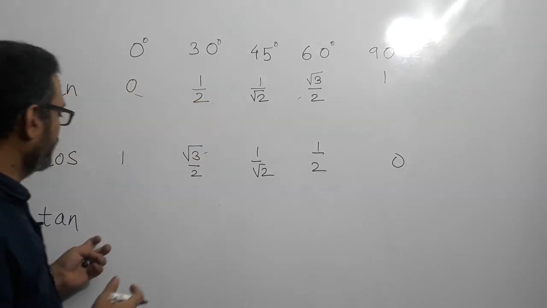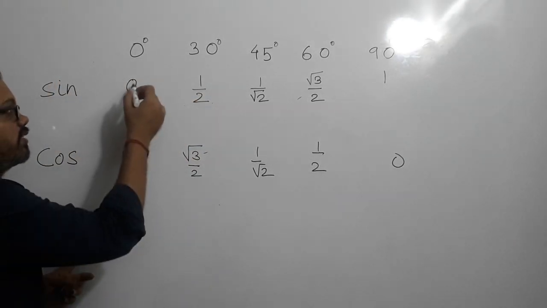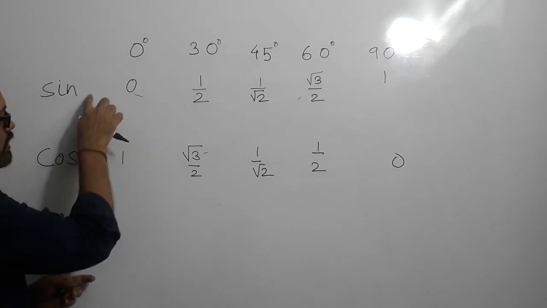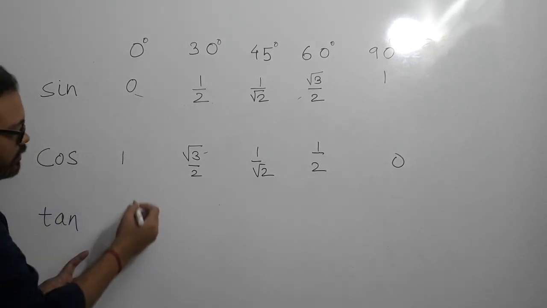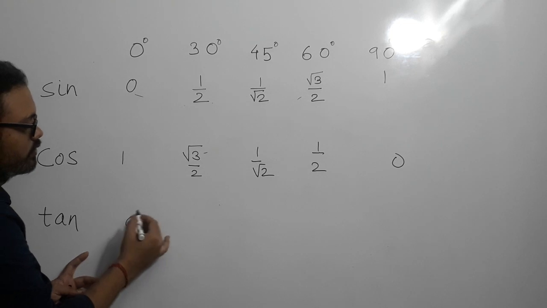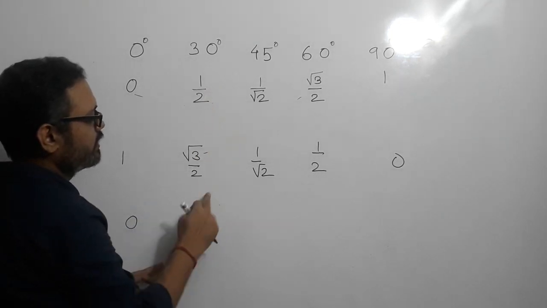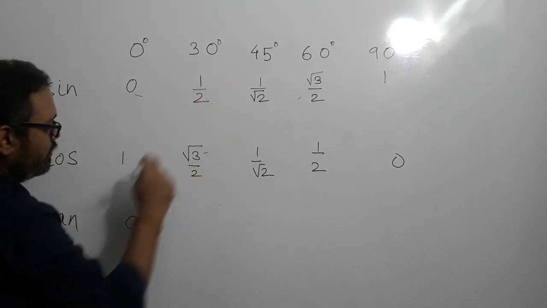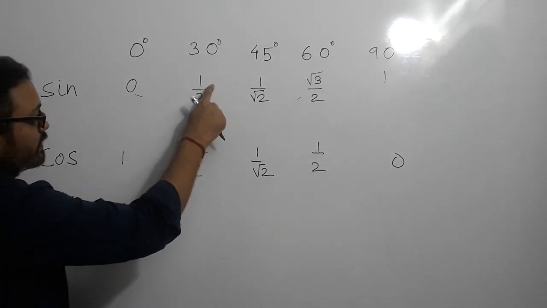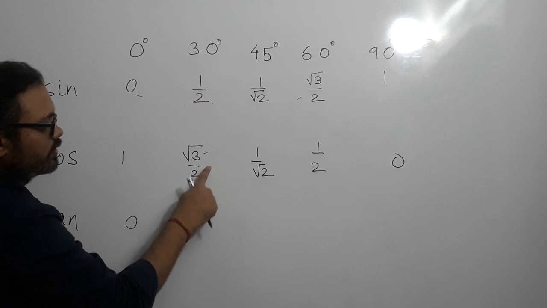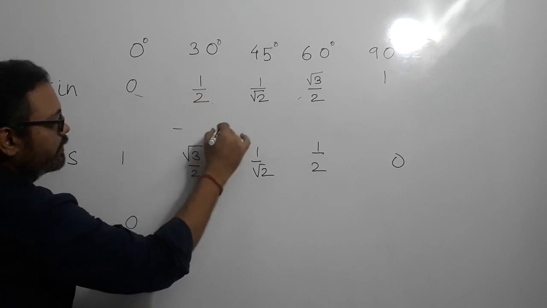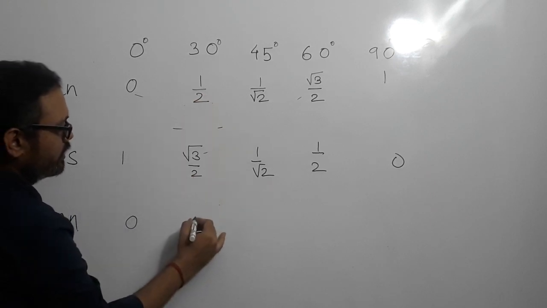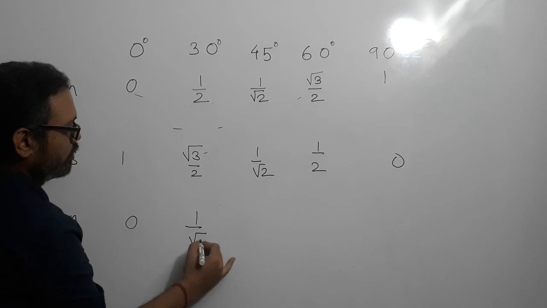Now what is the value of tan? As I said, tan is sine upon cos. So 0 upon 1, anything multiplied by 0 is 0. This divided by this, sine upon cos is tan. So tan 30 degree is what? Sine 30 upon cos 30. So 1 by 2 divided by root 3 by 2, the 2 will be cancelled. It will be 1 upon root 3.